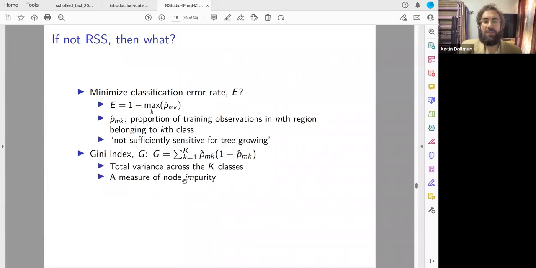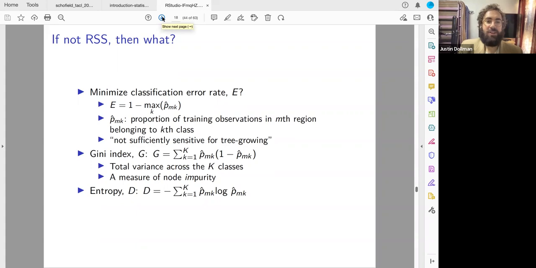In the book, they say it's a measure of node purity, but I think it's really a measure of node impurity. It seems more intuitive because G increases as impurity increases. So anyway, that's just a pedantic note on my end.